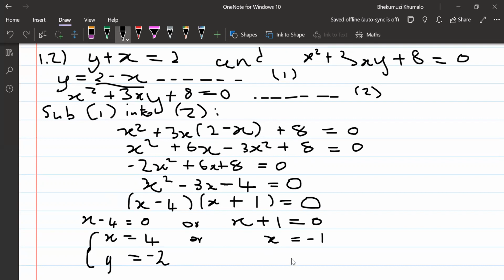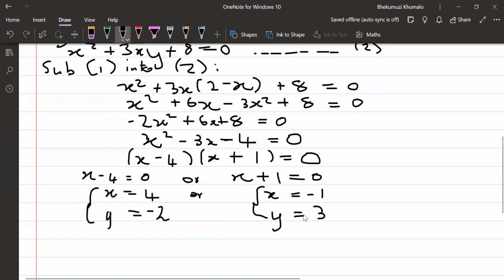And then as well with y in this case, with x that is -1. When we put -1 in, then it's 2 minus -1. But then 2 minus -1 would be 2 plus 1, so it's just 3. Okay. And that's your solution in that case. It's (4, -2) and (-1, 3).